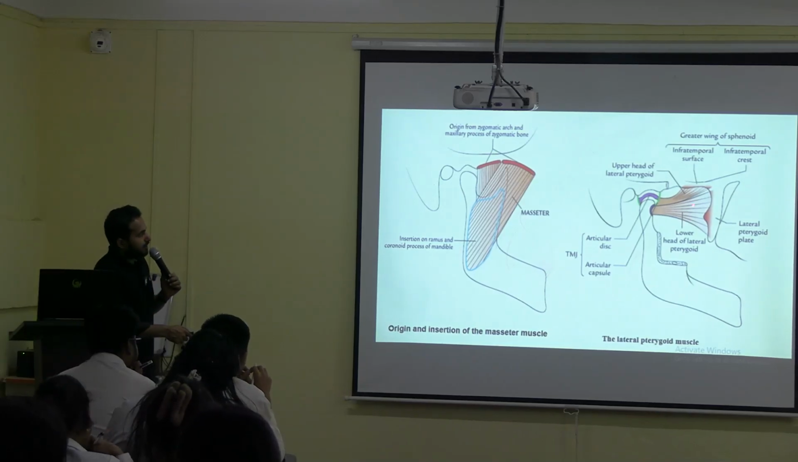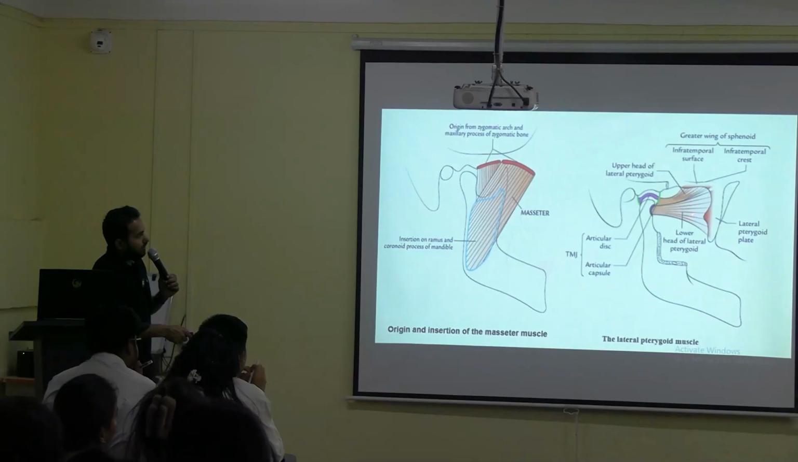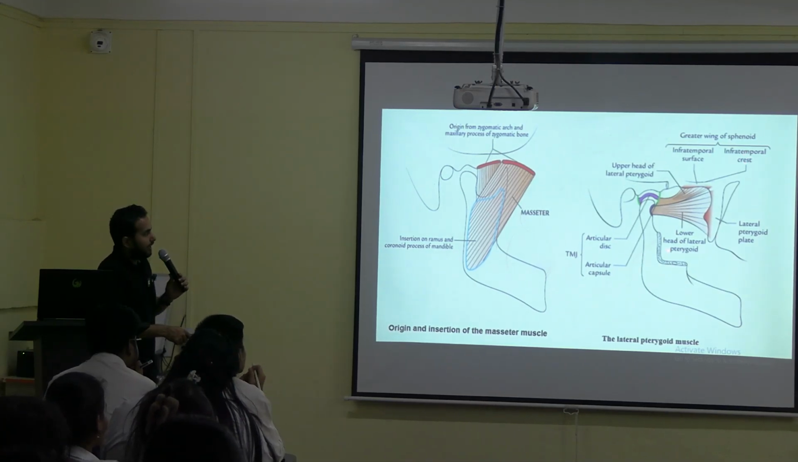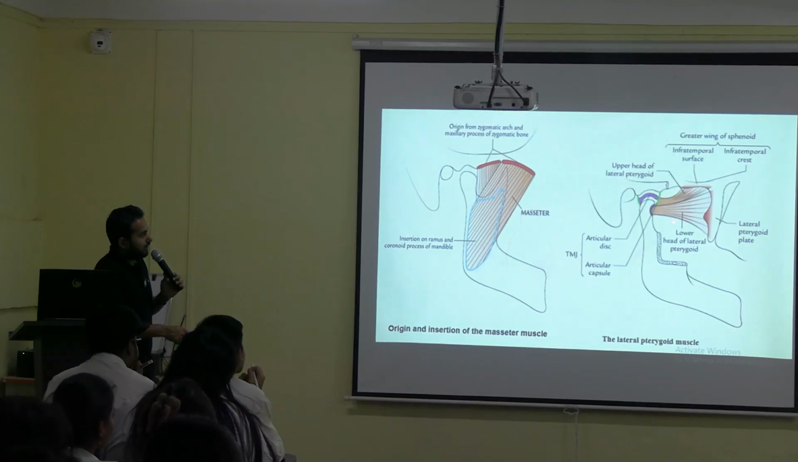So in case of lateral pterygoid, two heads are there, as you can see, upper head and this is the lower head. So upper head का origin mostly from the greater wing of the sphenoid, that also infratemporal surface and infratemporal crest of the greater wing of the sphenoid bone. Okay, and if you see the lower head, that is from the lateral surface of the lateral pterygoid plate.